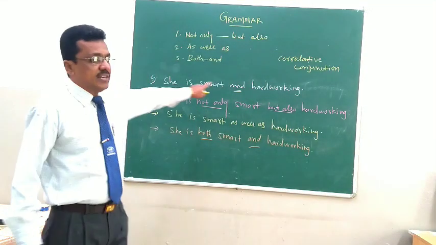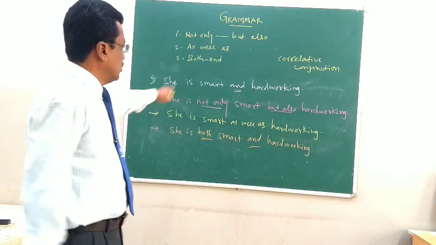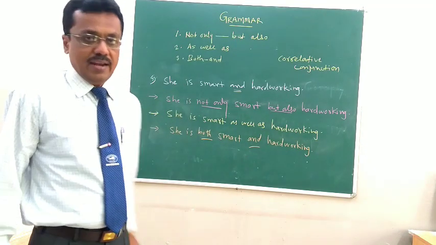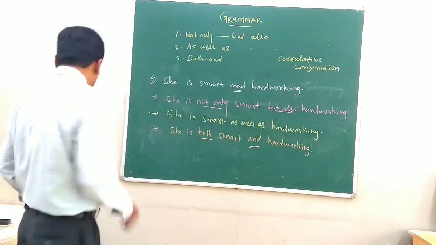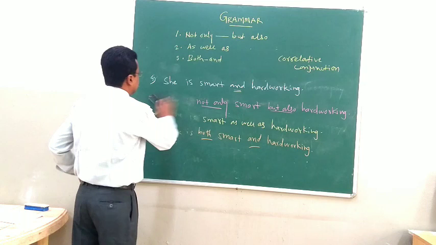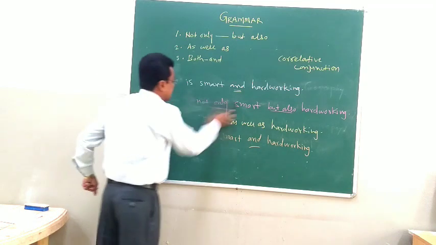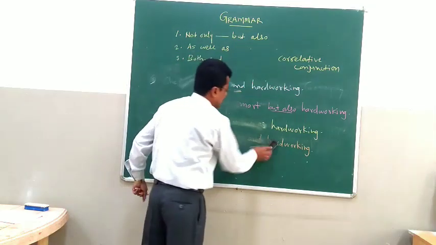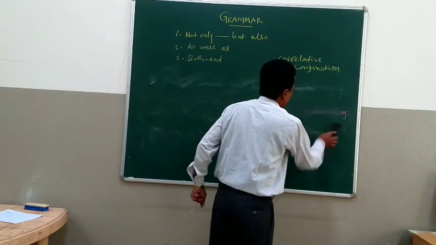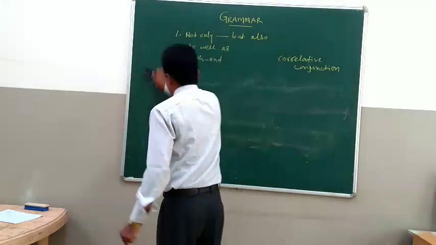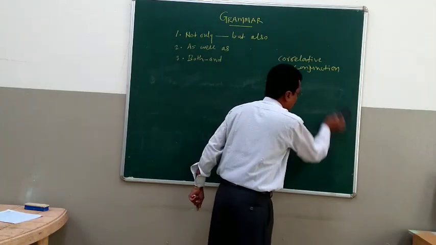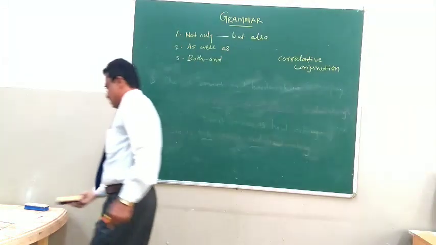So this single sentence we have to write using not only but also, as well as, both and. One more example of this type we can see here. As I told you, this type of sentences, the more you practice, the more knowledge you will have regarding this topic, not only but also, as well as, both and.